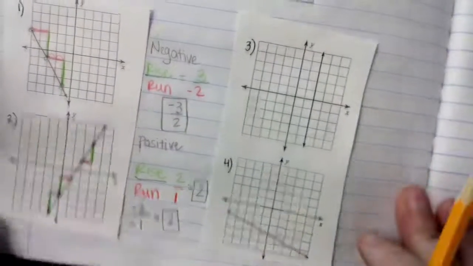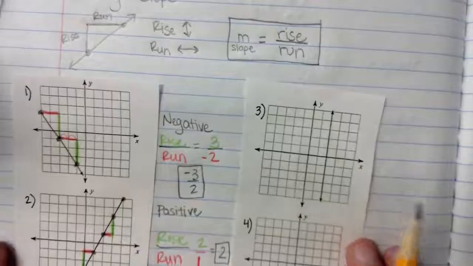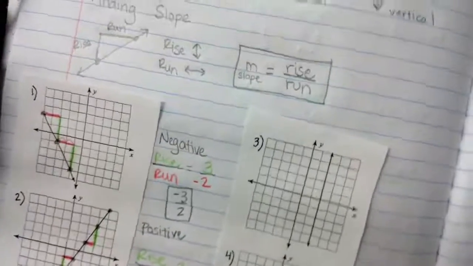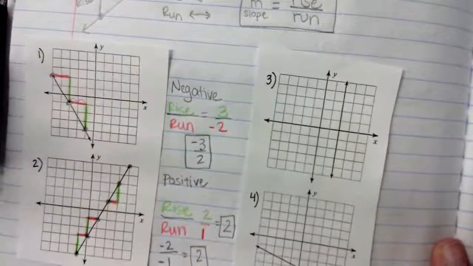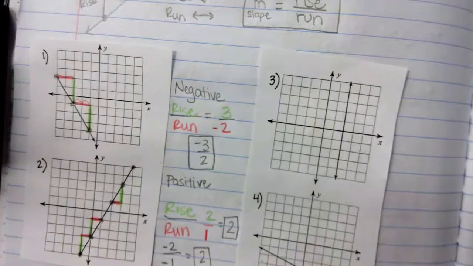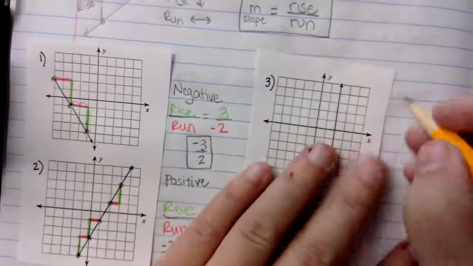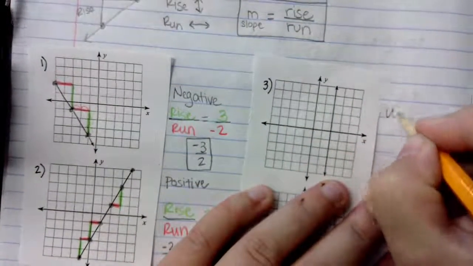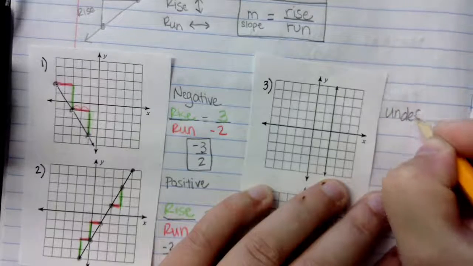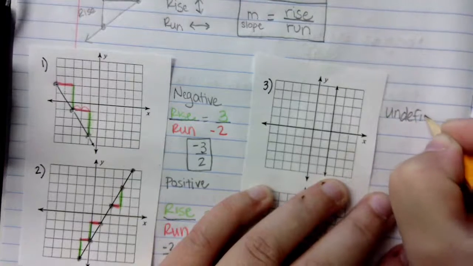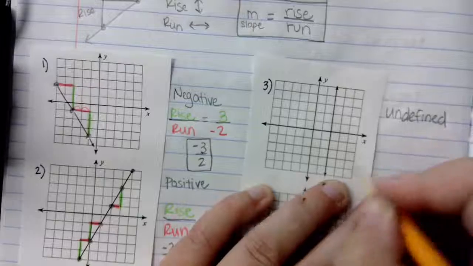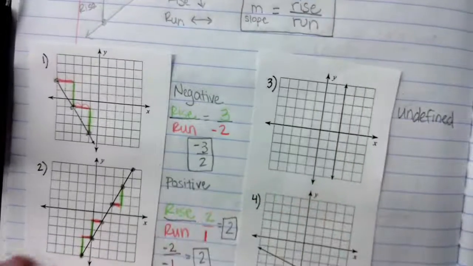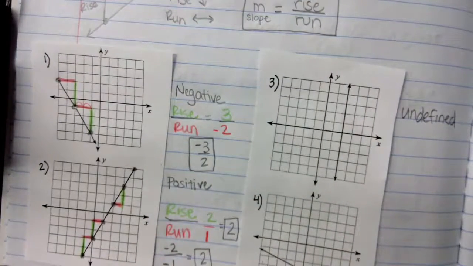Number 3, is this going to be a positive or negative slope? Can we just get through these two real quick? Okay. Undefined. Why is this one undefined? Because it's straight. Straight up or straight across? Straight up and down. If we were going to find points, let's just do our rise and run for funsies.